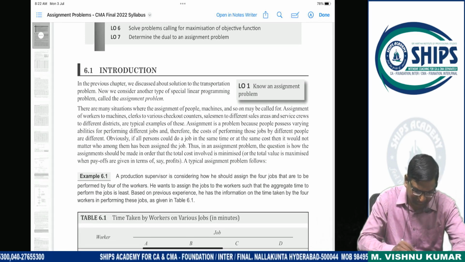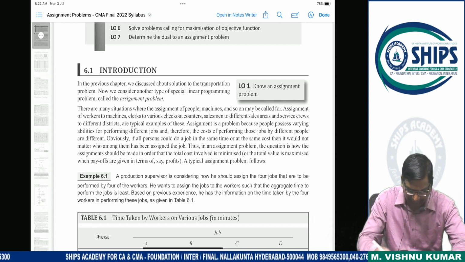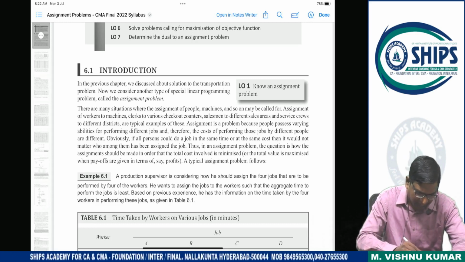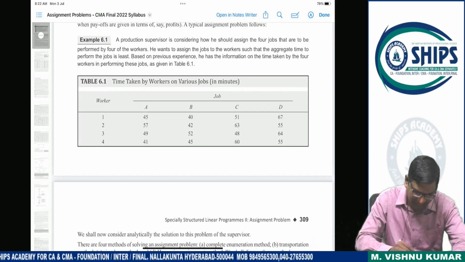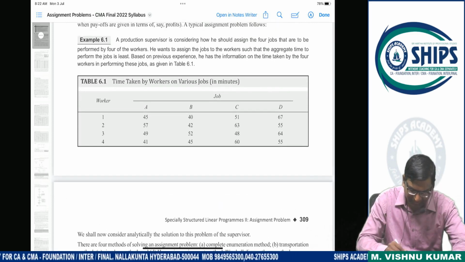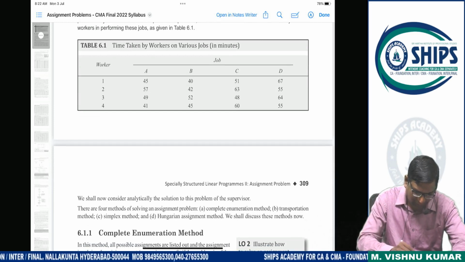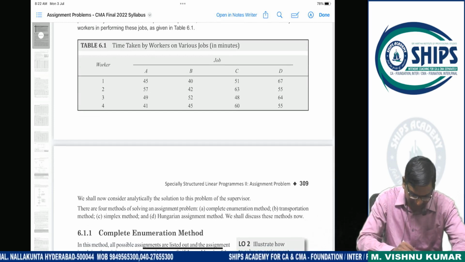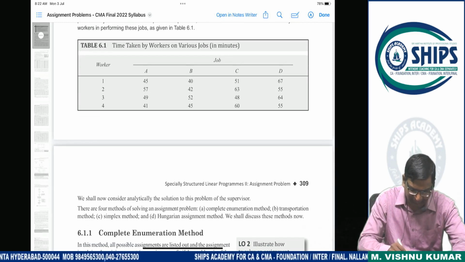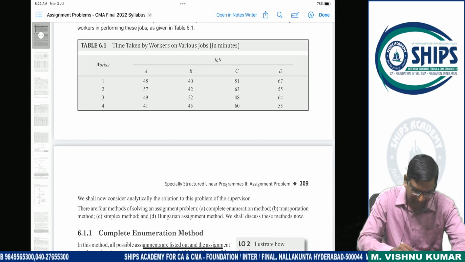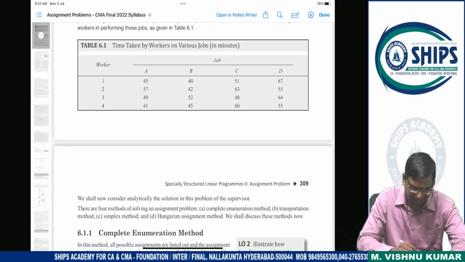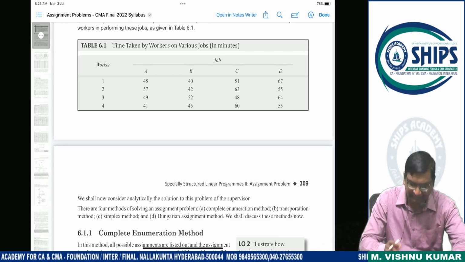Suppose there are many situations where assignment can be possible, like people, machines and so on. Here one example is given. There are jobs A, B, C, D available, and workers 1, 2, 3, 4. If job A is done by worker 1, he will take 45 minutes. B, suppose 40 minutes, C 51, D 50, like this. In the matrix they mention, if job A is done by worker 1, how much time he will take, worker 2, how much time, worker 3, worker 4. Like in all jobs, if every worker is working, how much time they will spend.